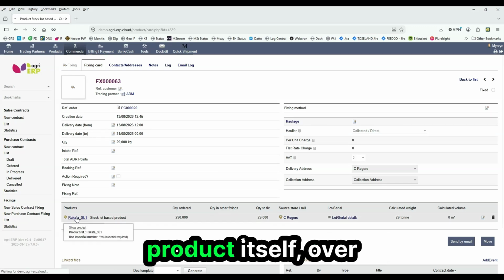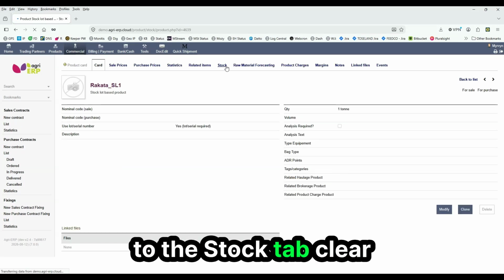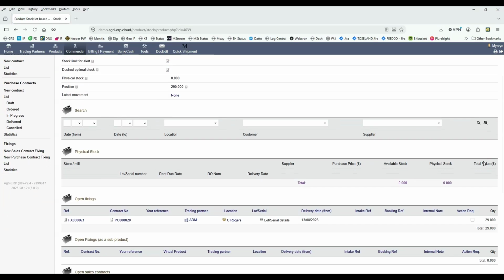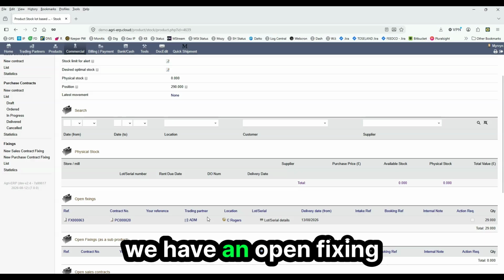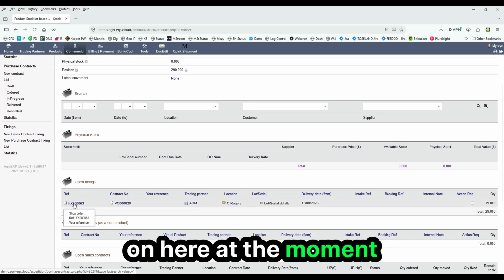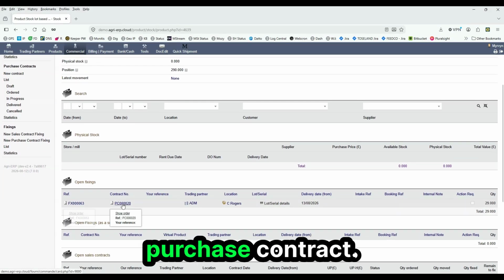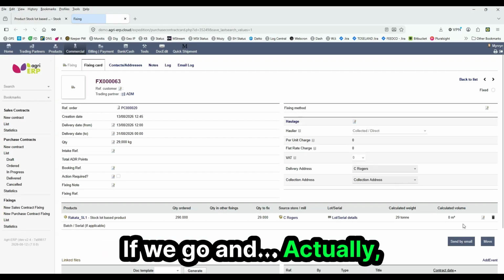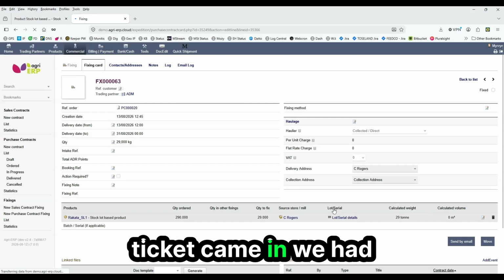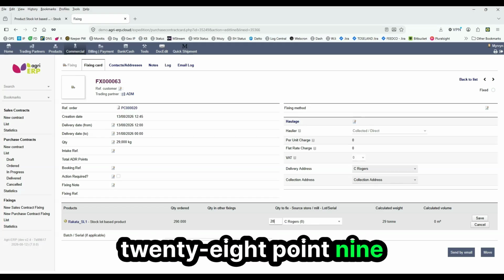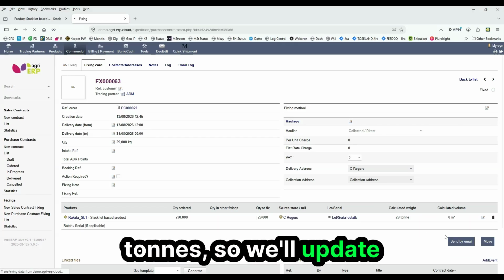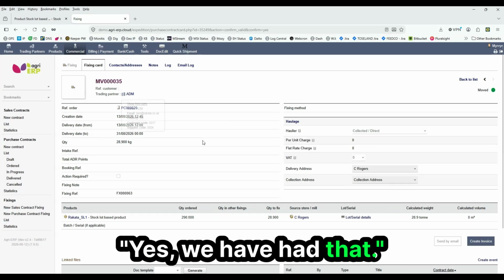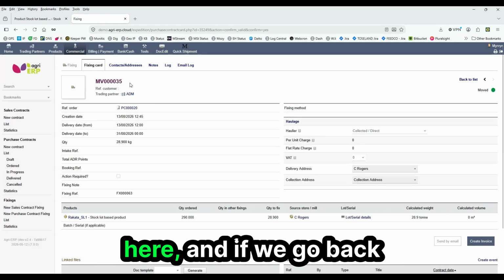If we go into the product itself, over to the stock tab, clear those, we can see that we have an open fixing on here at the moment because it's on its way to us. It's off this purchase contract. When the weighbridge ticket came in, we had 28.9 tons. So we'll update that, and then we'll move it into stock to say, yes, we have had that. So it's generated a movement number over here.